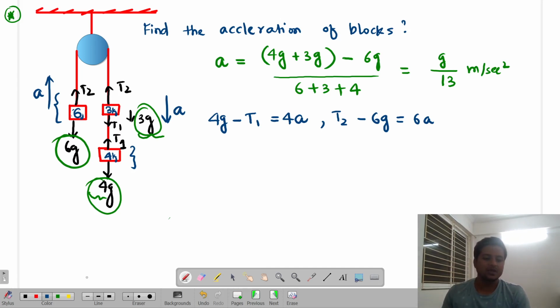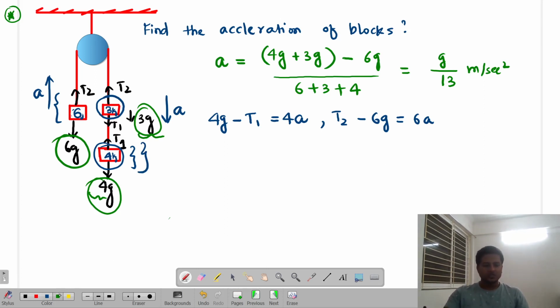Yes. Basically, the concept is the same: whenever you want to treat something, treat it independently. Like I treated the 3 kg block independently, then I treated this 4 kg block independently. When I want to write the tension equations, the force equations, I have to treat the bodies as free bodies. That's why we call them free body diagrams. Are you able to get me or not? Yes. Okay, so these are the equations.